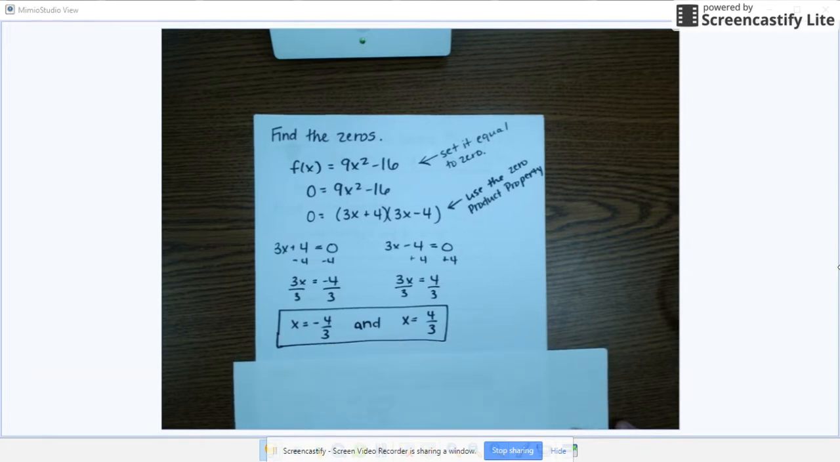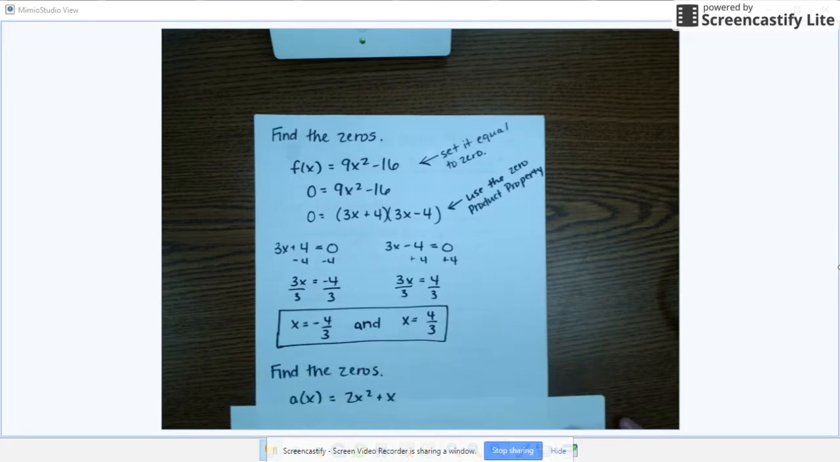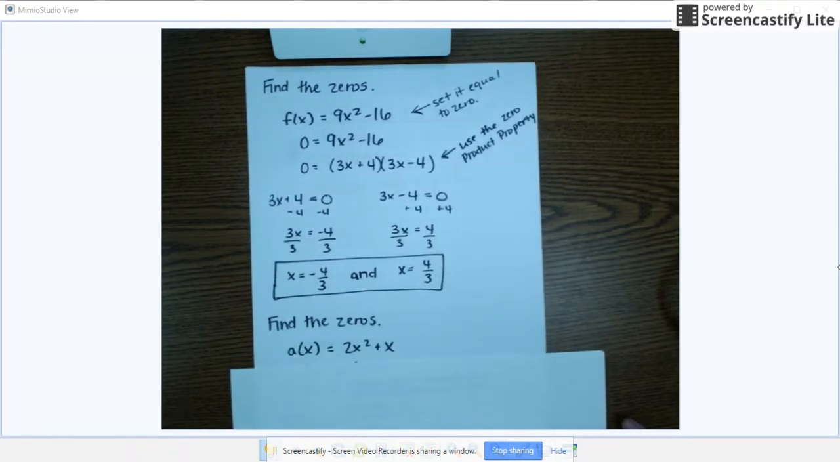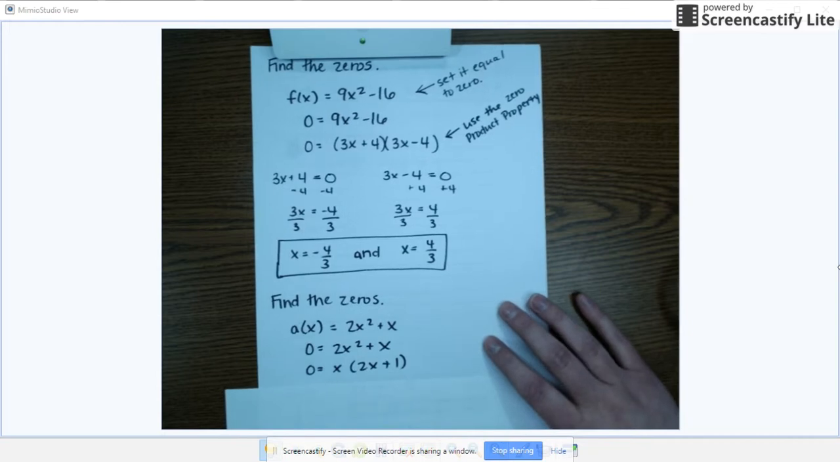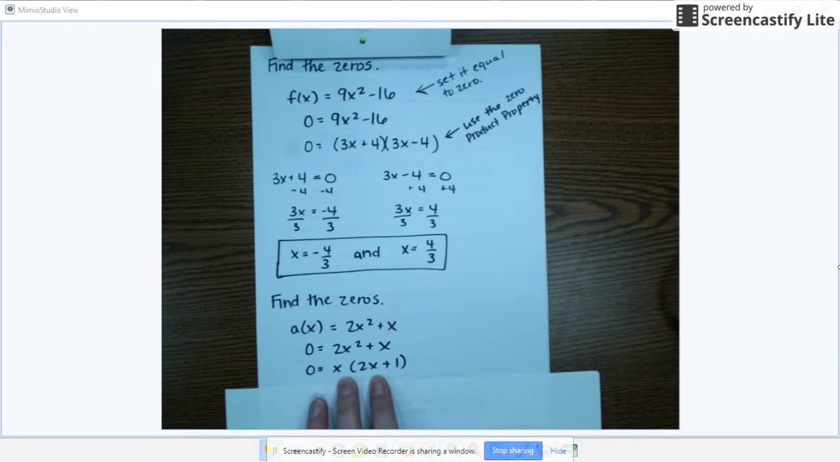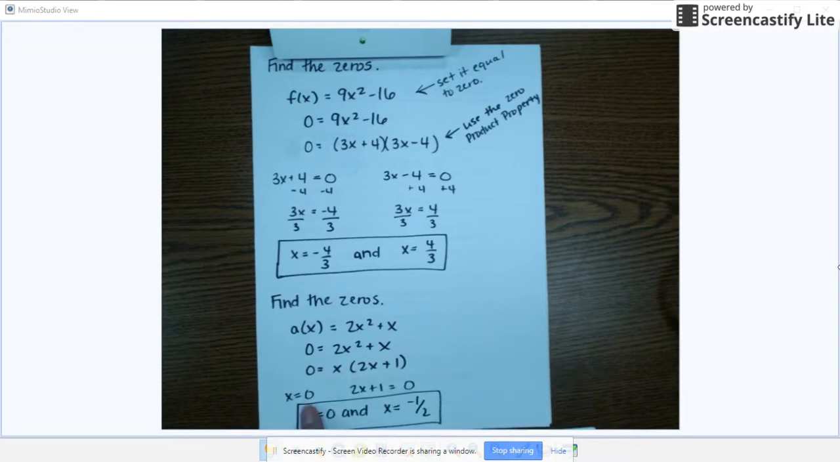Okay, let's do another one that won't factor quite like this. Here is a of x. We have 2x squared plus x. We can't factor it into two pieces, but we can take an x out. Do set it equal to 0 first before you factor. Take out that x. Still, the product property rule applies here. So you're still going to set each piece equal to 0. You have x equals 0, and then x equals negative half.